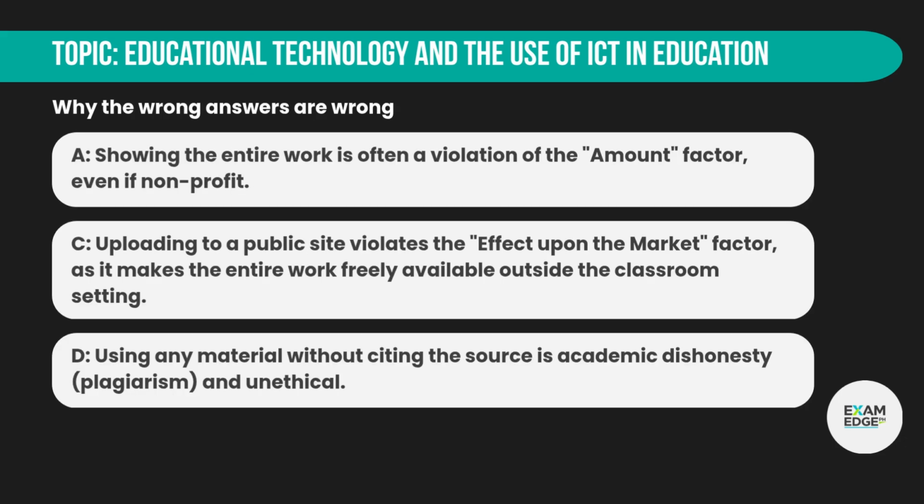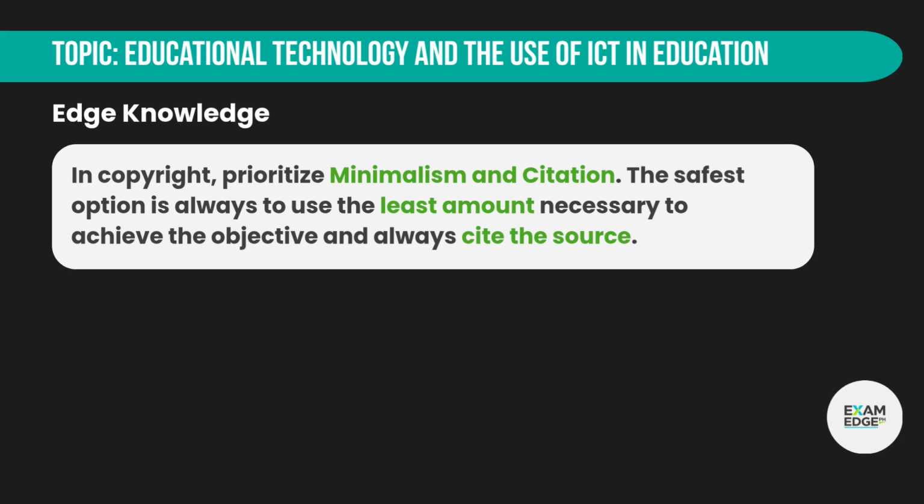Why the wrong answers are wrong? A. Showing the entire work is often a violation of the amount factor, even if non-profit. C. Uploading to a public site violates the effect upon the market factor, as it makes the entire work freely available outside the classroom setting. D. Using any material without citing the source is academic dishonesty, plagiarism, and unethical. Edge knowledge. In copyright, prioritize minimalism and citation. The safest option is always to use the least amount necessary to achieve the objective and always cite the source.